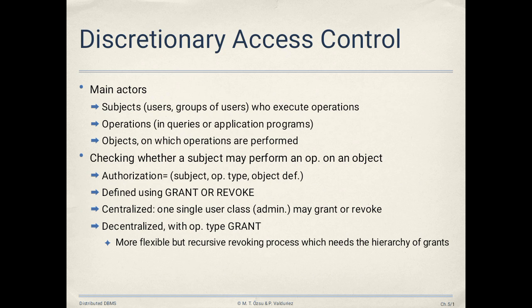So discretionary access control. In this case, the main actors are subjects, operations, and the objects on which the operation is to be performed. So in this case, we are checking first of all the subject that may perform an operation on an object. So we are performing the authorization. Authorization can be done using the transaction control commands like grant and revoke, so that if we grant some access to the databases, then the user can access the database, and if we revoke, then we can get the access of the users back.